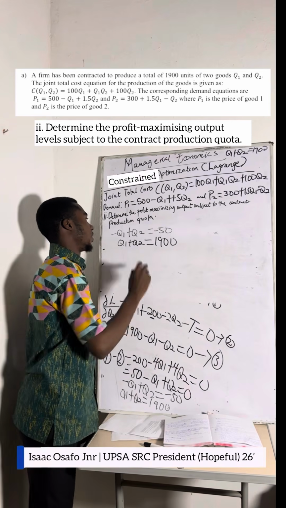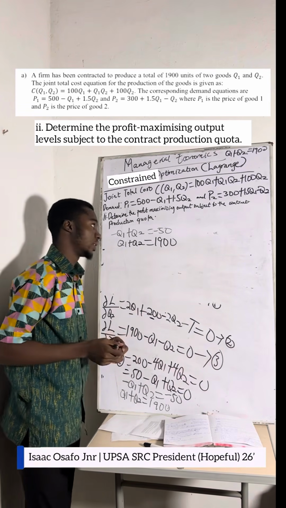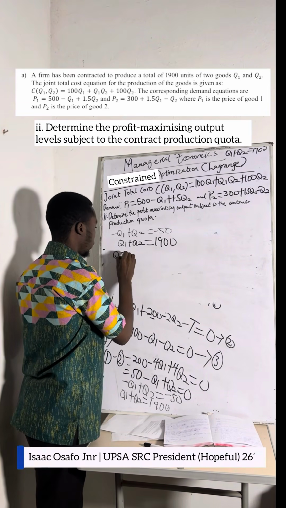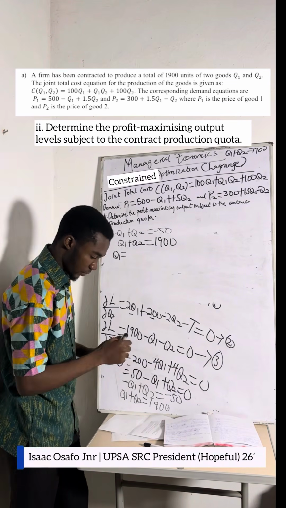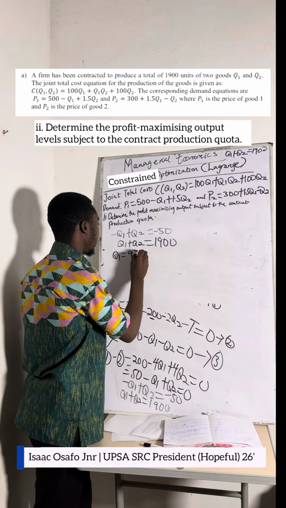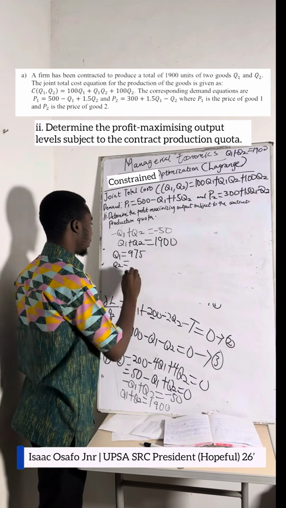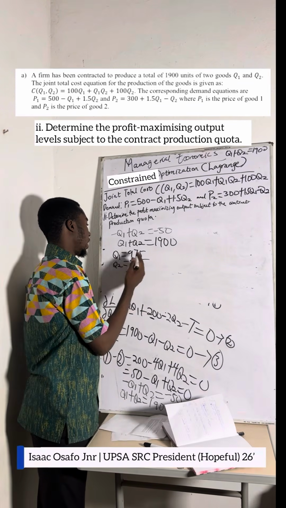And when we solve both of them simultaneously, whether you use substitution, elimination, or even use the calculator, you should get K1, which is our x, the first letter, to be 975. Then our K2, which is our y, the second letter, should give us 925. So now we found our K1 and our K2.